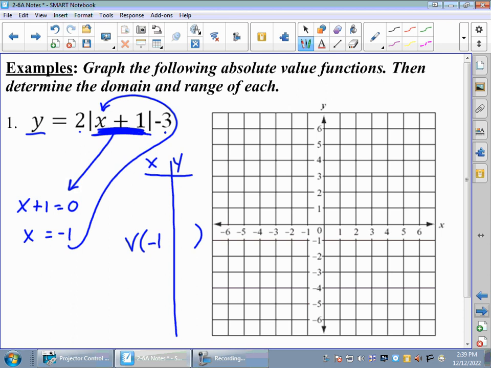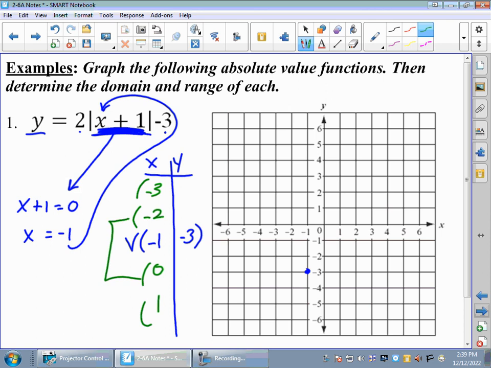So like we just went through the order of operations, I'm going to add 1 to -1. That gives me 0. The absolute value of 0 is 0. 0 times 2 is 0. 0 minus 3 is -3. So the vertex is (-1, -3). Now I just bounce back and forth using symmetry. So the next point I can do to the left would be (-2, -3), and 2 points to the right would be 0 and 1.